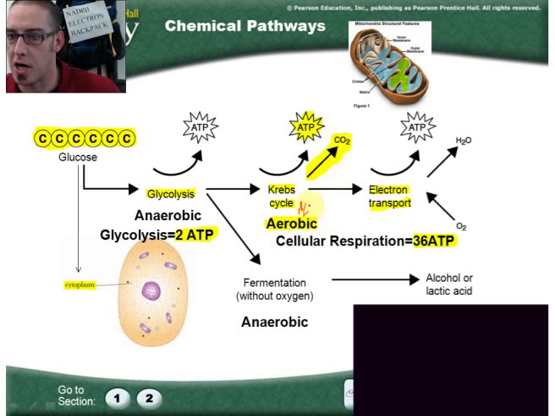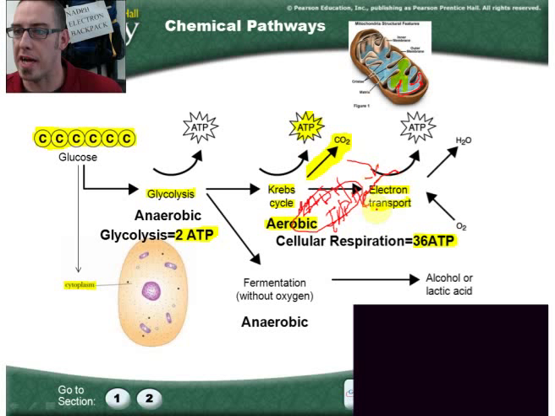Excuse me, my writing's terrible. NADHs. And we also get FADH2, or NAD and FAD. And these carry electrons to the electron transport chain. If you look right here, the cristae or the folds, the inner membrane of the cristae is where that next step, the electron transport chain, happens. And we'll talk about that a little bit more in detail.